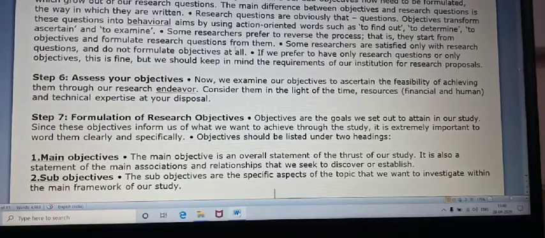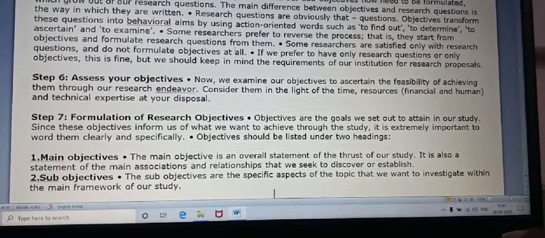Then your sub objective is you are trying to use the existing medicine, then you are trying to create new medicines. So these are sub objectives. A main objective is a large area to be researched, and the sub objectives are smaller areas through which you will answer the main objective or find solution for the main objective.